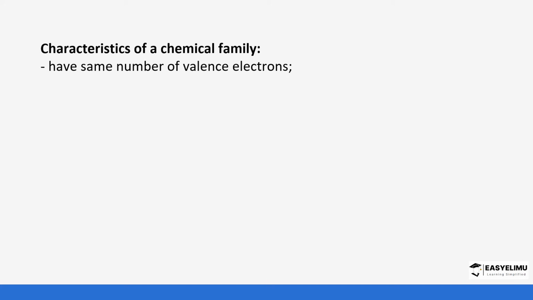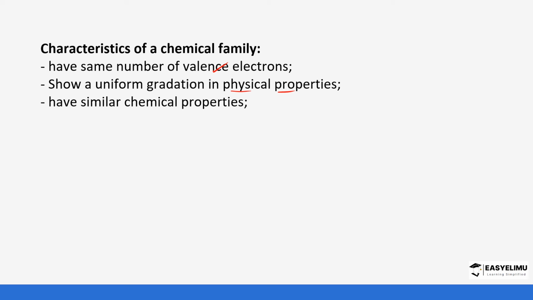When you look at some of the characteristics of elements in the same chemical family, the first thing is that they have the same number of valence electrons, that is the outermost electrons in the outermost shell. Next, they show a uniform gradation in physical properties. Later on, you're going to look at the physical properties of alkali metals, and you notice a uniform gradation, either an increase or a decrease, with specific reasons. And then they also have similar chemical properties, although you notice a trend also in their reactivities later on.